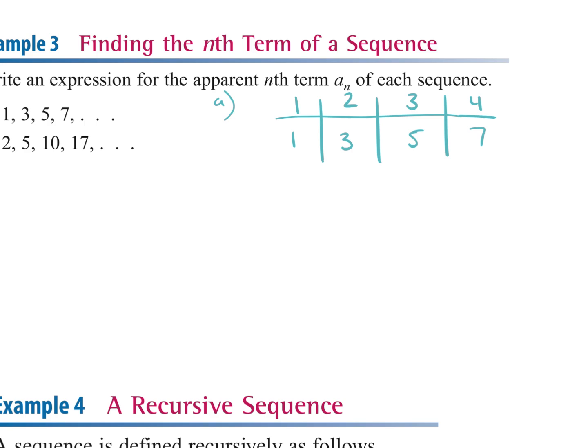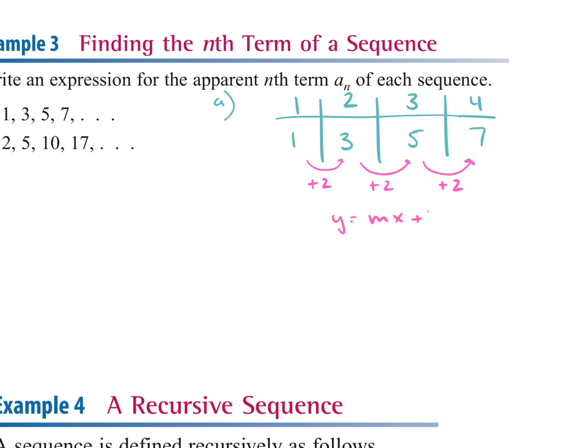What am I doing when I go from one term to the next? When I go from 1 to 3, from 3 to 5, 5 to 7, what are we doing? We're adding 2 each time. When we add a constant number, this is kind of like the slope of our equation. So it's kind of in the form of y equals mx plus b a little bit.